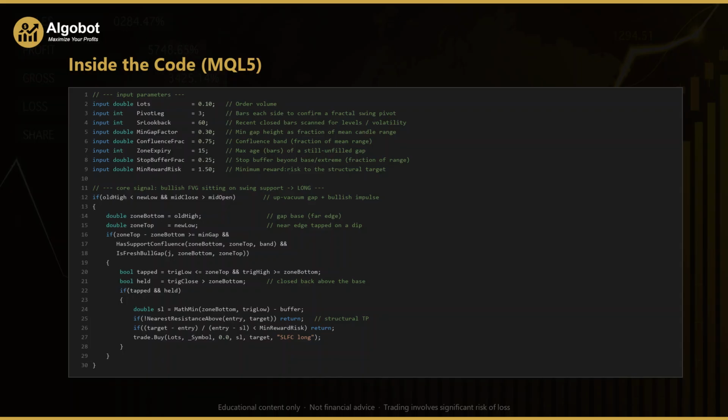Tapped is true when that candle reached into the gap, and held is true when it closed back above the base. Only when both are true does it act. The stop loss goes just below the base or the candle low. The take profit is fetched from the nearest resistance above. The reward to risk filter runs, and finally trade.buy sends the long order.